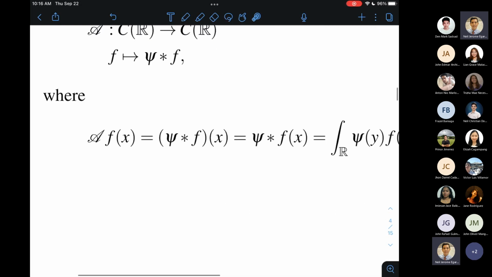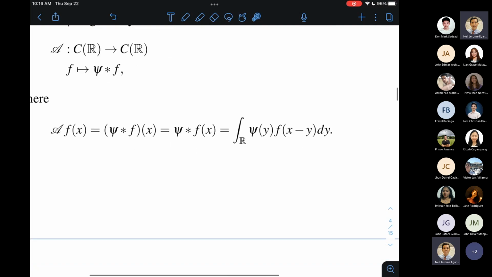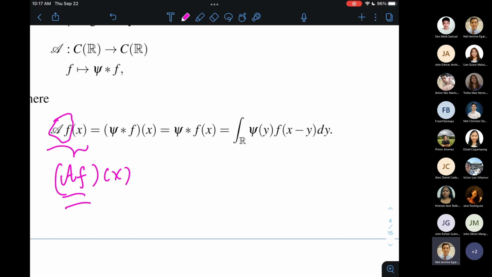So the image of f under the convolution operator is simply the integral of psi of y times f of x minus y over the set of real numbers. So remember, psi is a function. The notation means I first take the convolution operator applied to f and get another function, then I plug x into it. So it is actually a function of x.